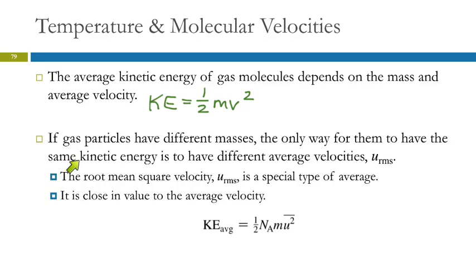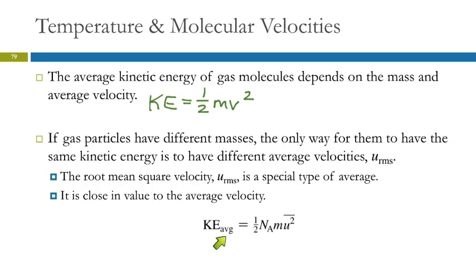So if the gas particles have different masses, then the only way for them to have the same kinetic energy is if they have different velocities. So instead of v for velocity, we use u_rms. That is the root mean square velocity. It's a special sort of average. Think of it as average, but it's not your regular average. There's reasons behind it, but we don't want to go into that. It's close to the average velocity.